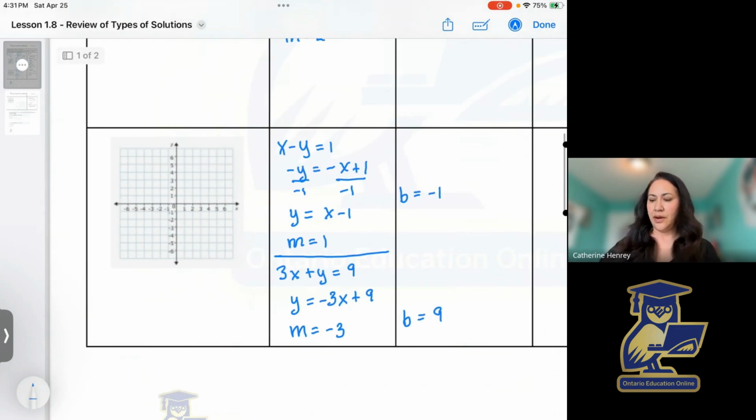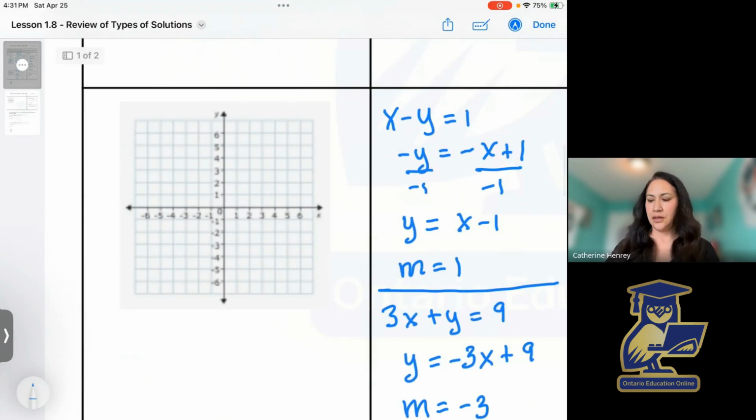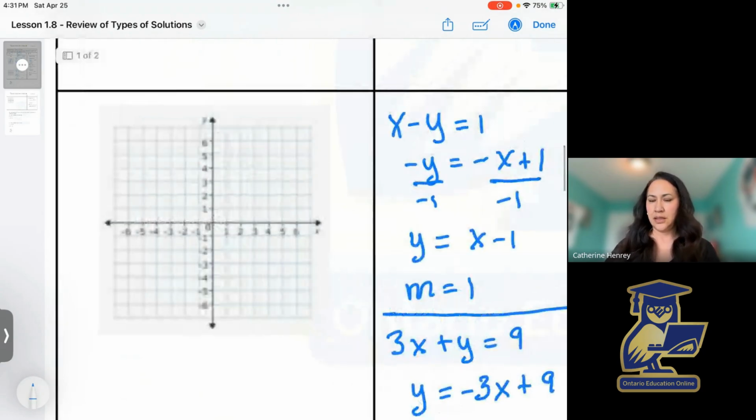I'll go over to my graph. I'll zoom in here. See how close I can get these. So for the first one, the intercept is negative 1, and the slope is 1. So up 1 over 1, up 1 over 1, up 1 over 1.